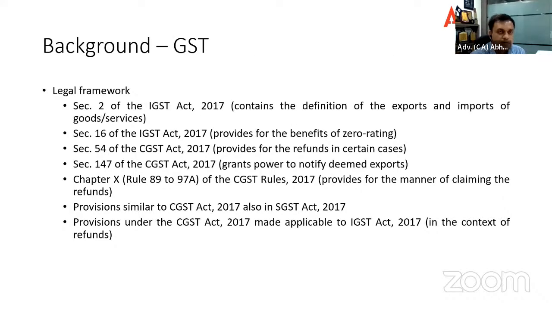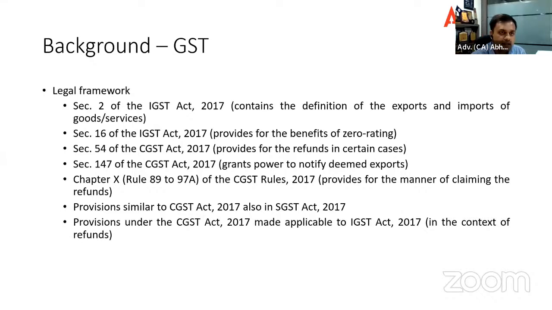Then we come to GST. So we have seen the foreign trade policy. We have seen the provisions related to foreign exchange management. Then we have seen provisions related to SEZ. Now we are actually seeing the provisions related to GST, which is the topic for the day.